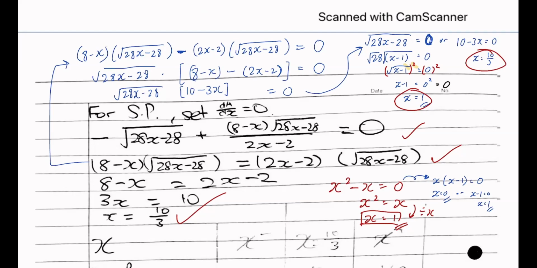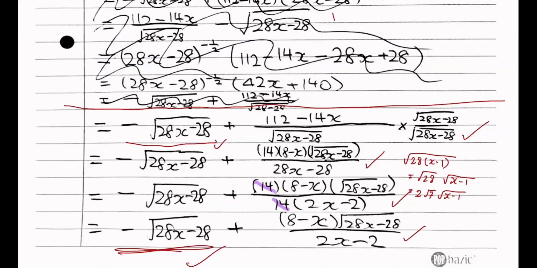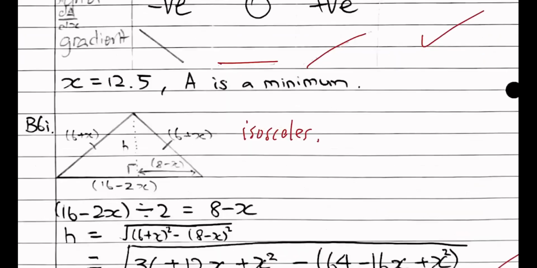Let's just sub in the x equal to 1 into the length of the triangle. So go back to the triangle. The question started with a triangle. When x equal to 1, what's the length? 6 plus 1, 7. What's the bottom? 16 minus 2 times 1, which is 14. Okay, so that is possible as well.